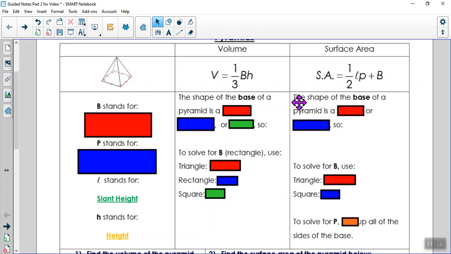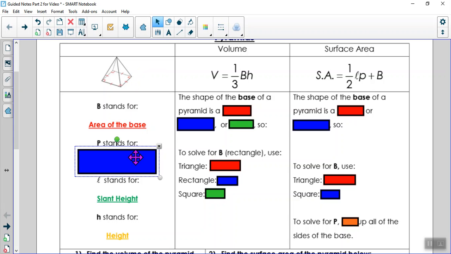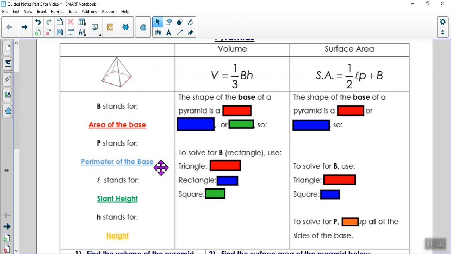So B comes up in both of our formulas. See the big B there and then in the middle there in the volume. And the P is only in the surface area. Big B, or capital B, stands for the area of the base. And so if we look at the base, this base is a square. So to find the area of that, we would do length times width. Whereas P stands for the perimeter of the base. And so remember, for perimeter, we're just going to be adding up around the outside.